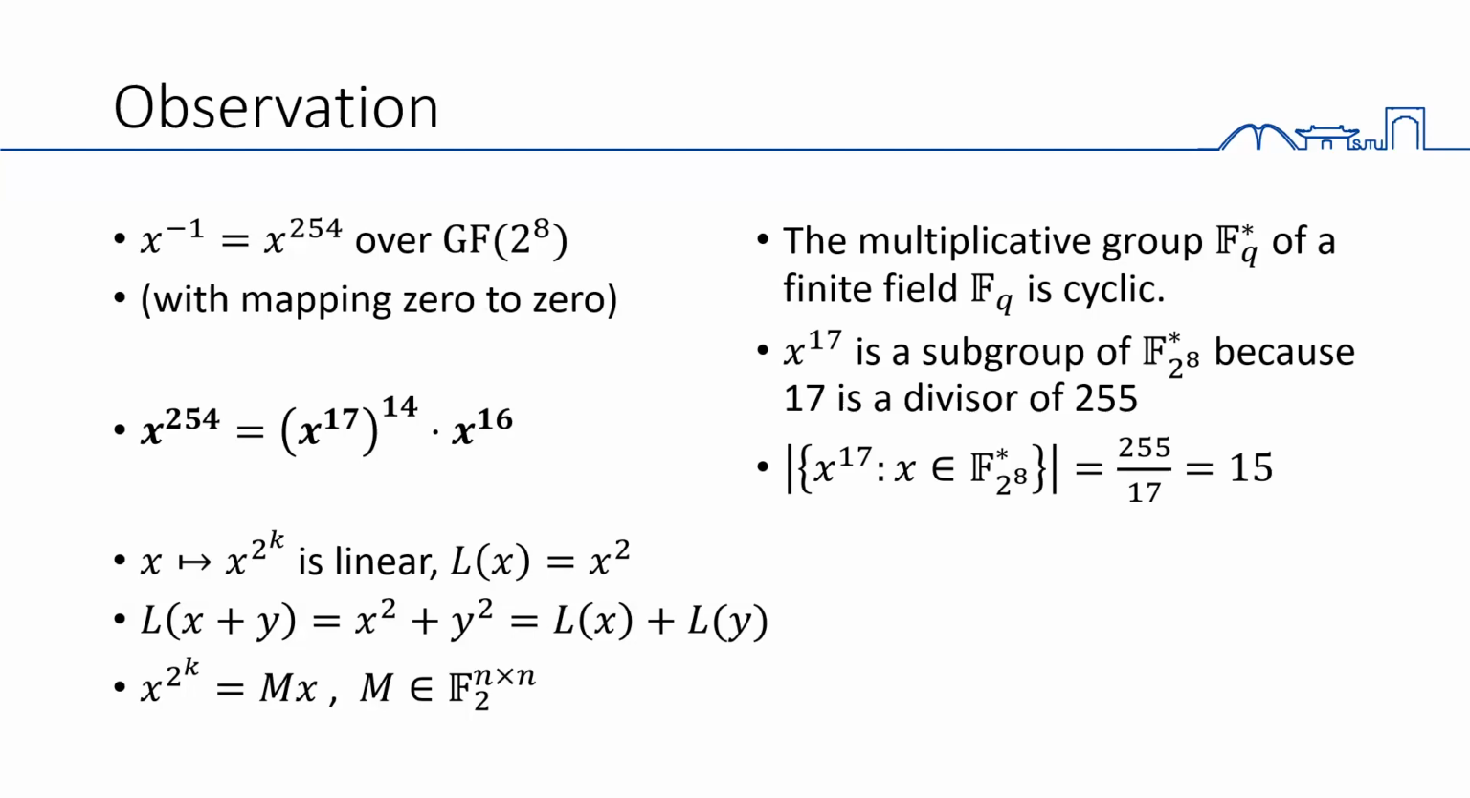And secondly, the multiplicative group of a finite field is cyclic. It means x to the 17 lies in a subgroup, because 17 is a divisor of 255. So it means x to the 17 takes only 15 possible choices.